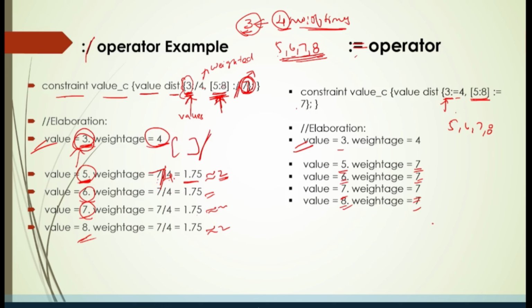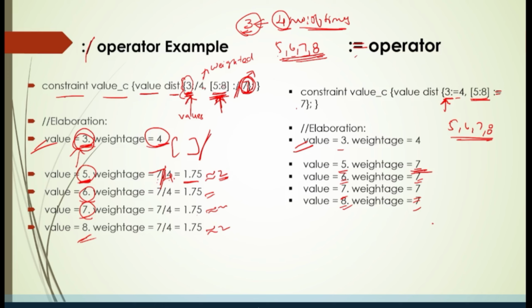But when you are using the equal to, even though it is within the range or a single value also, everything will have the same weightage. That means the probability that a particular value could exist during your randomization is much more compared to the others. Okay, if you still don't understand this keyword, for simple understanding I will tell you.